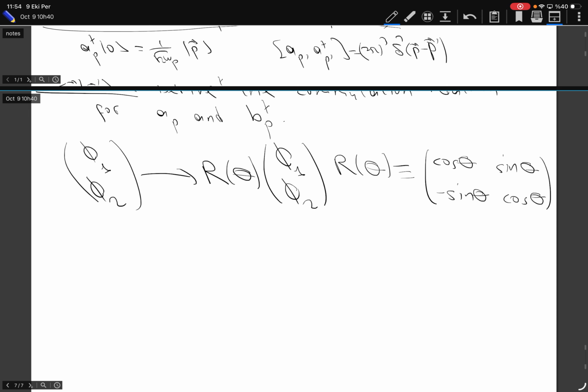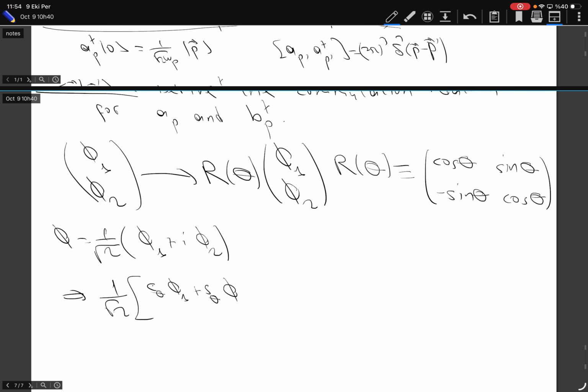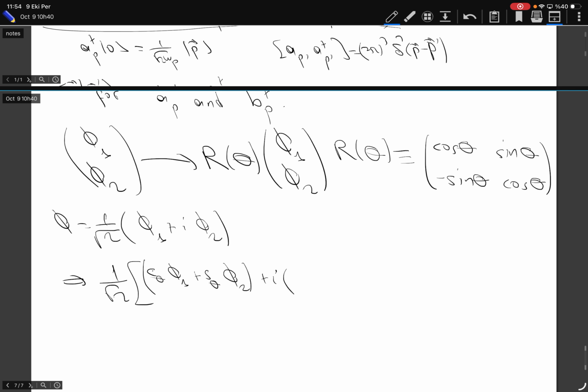Now, there are lots of things you can play around with, but let's stick with the basics for the time being. So let me look at phi. Phi was 1 over square root of 2, phi1 plus i phi2. Under these rotations, this will become 1 over square root of 2, phi1 is cosine theta phi1 plus sine theta phi2, plus i phi2 will be minus sine theta phi1 plus cosine theta phi2.